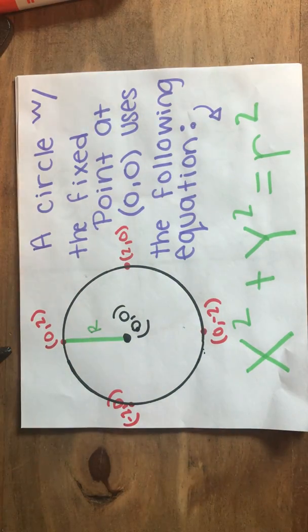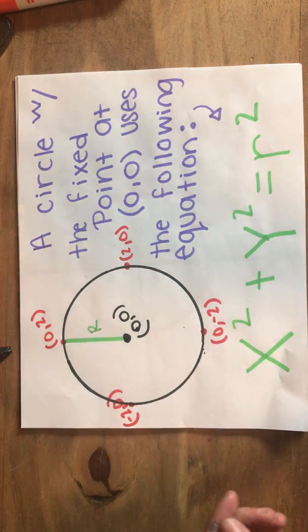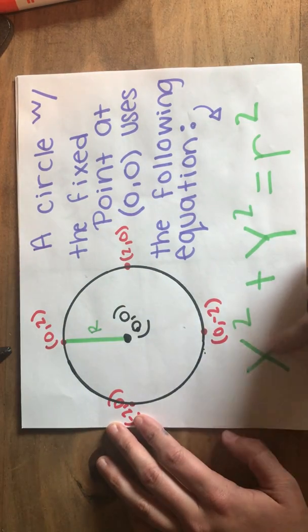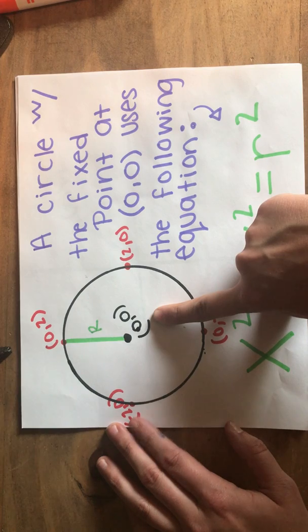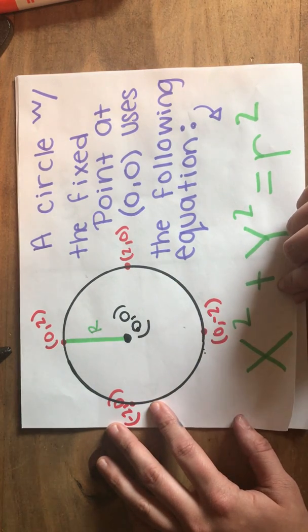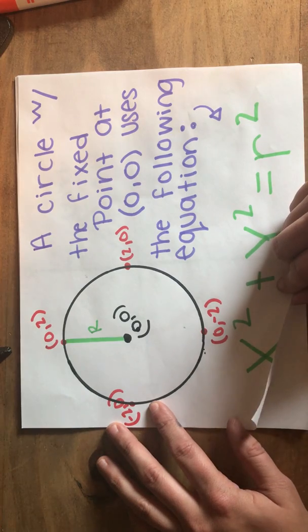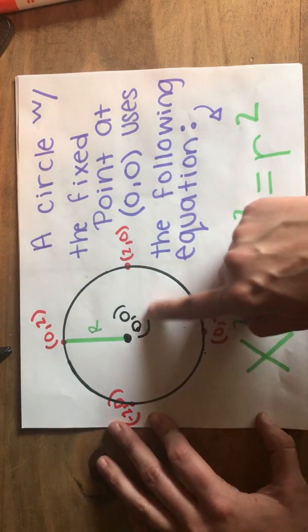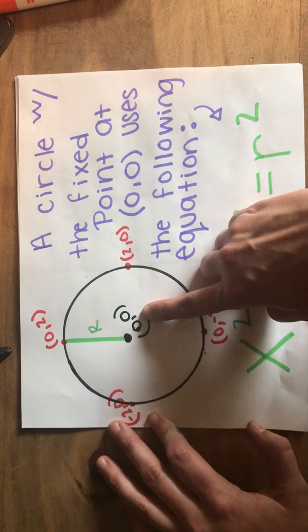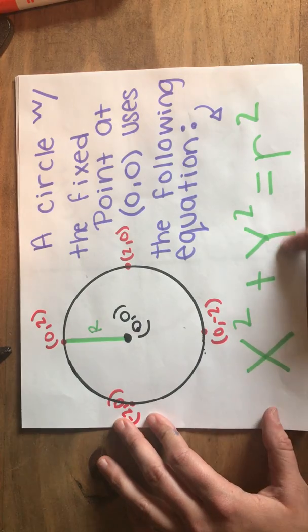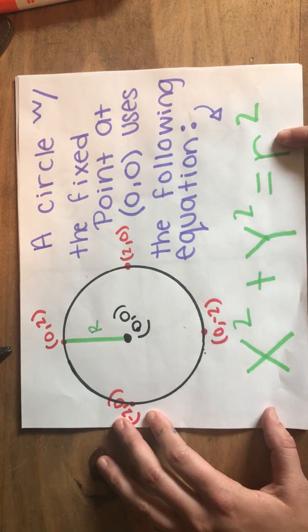When it comes to equations of a circle, there are two main equations. One is for an origin at 0, 0, and then the other one is for an equation of a circle with the fixed point at a point other than 0, 0. For this case, I have a circle at the origin, 0, 0, and the equation is x squared plus y squared equals r squared.